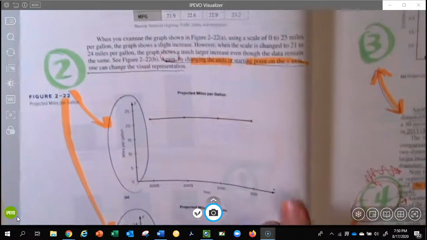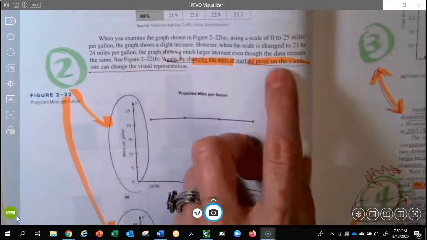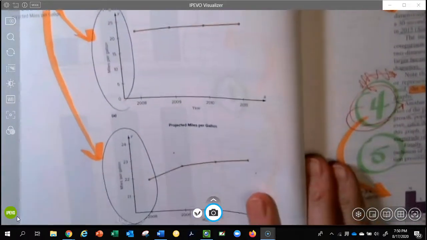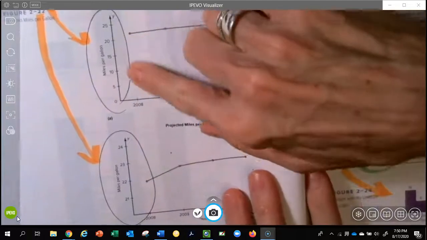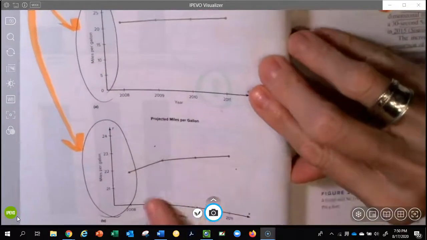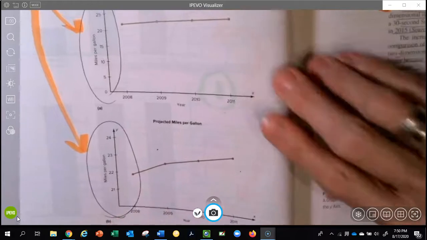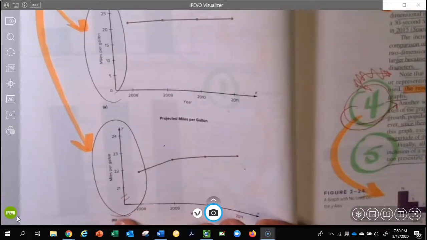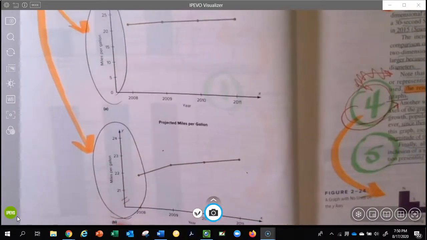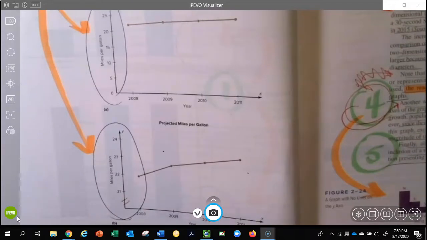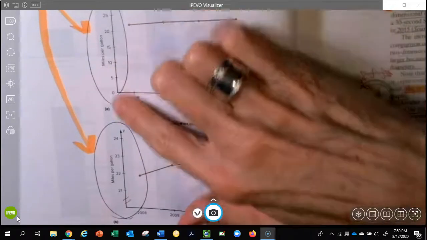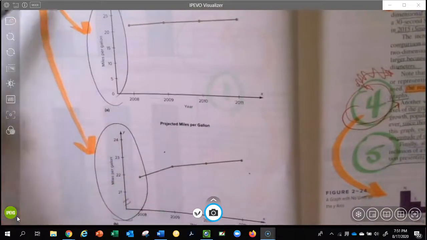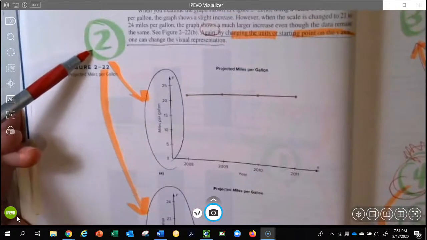So a second way, again, changing the units at the starting point of the y-axis, one can change the visual representation. So looking right here, 0, starting at 21. And when I'm doing graphs, I even like to put something like this that indicates I know that I've jumped. And to me, this is the same. It's not changing units, but it is changing the starting point. So right now, I've got a second visual, but I still think that they're the same thing.